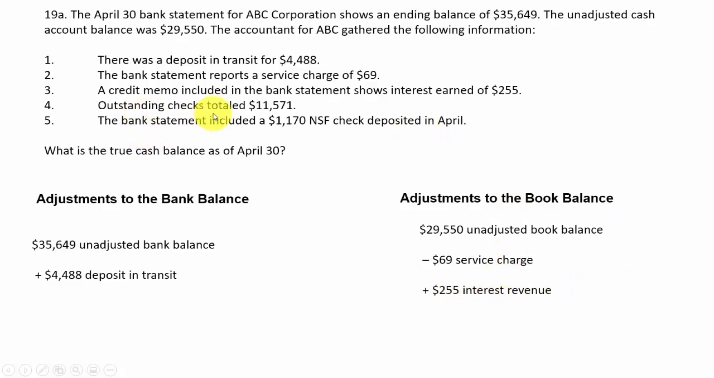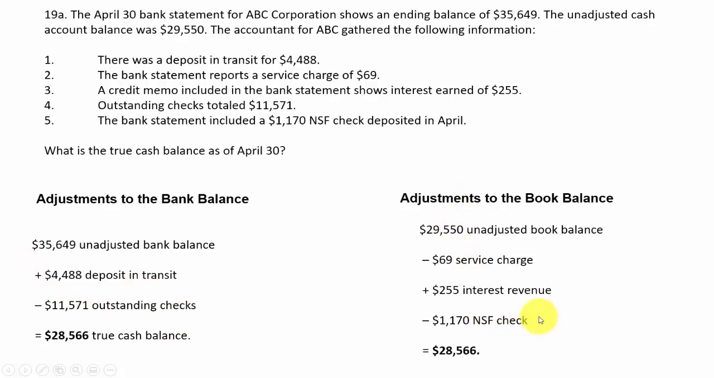And then outstanding checks total $11,571, and that is an adjustment on the bank side, and you'll have to deduct that. And then finally, the bank statement included a $1,170 NSF check deposited in April. The bank knows about it, but you don't know about it until you look at the bank statement, so that's going to be deducted from the book side. Now, hopefully, when we combine all these amounts on each side, we'll come up with the true cash balance. When you combine everything on the bank side, you get 28,566. Combine everything on the book side, you get 28,566, and we're all good. I think we got a couple more of these here, so let's go on.